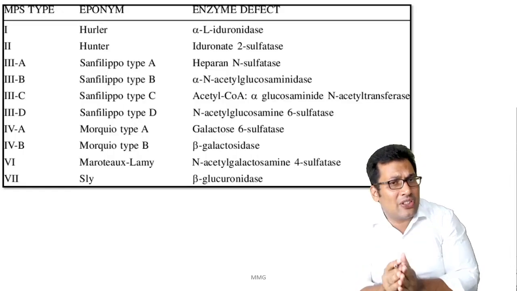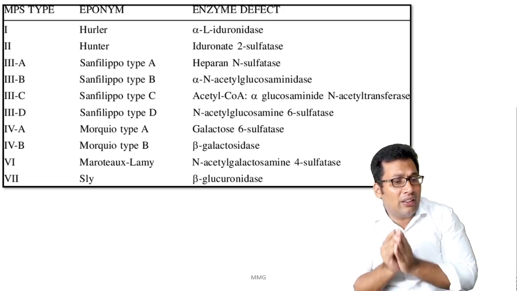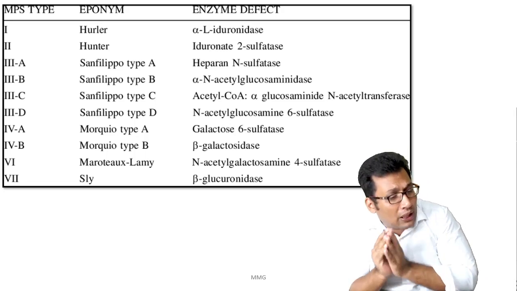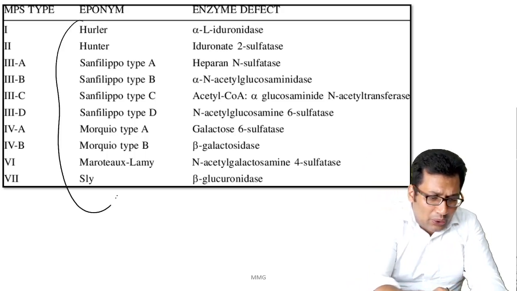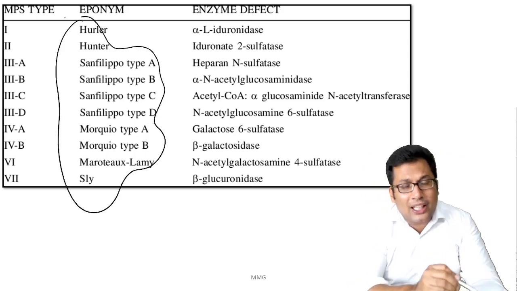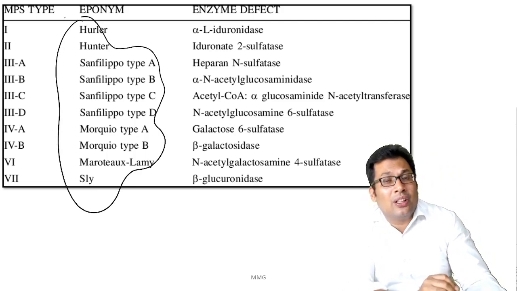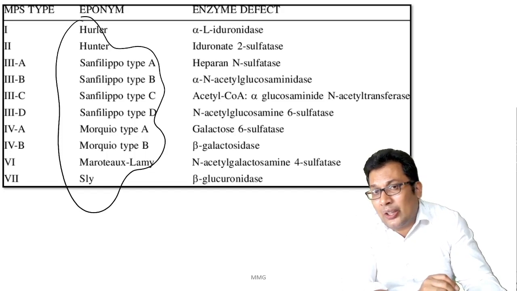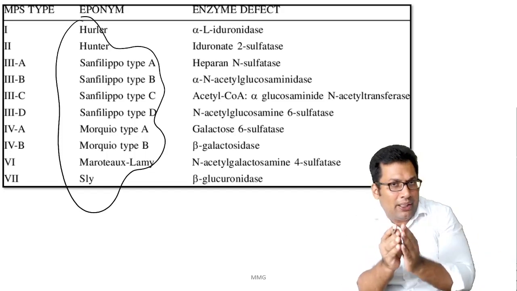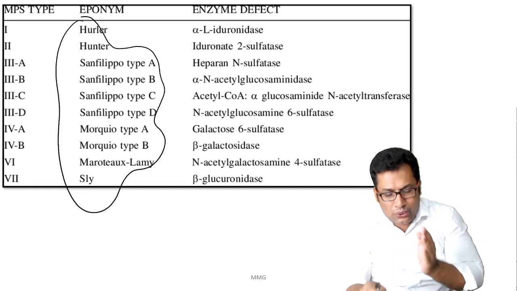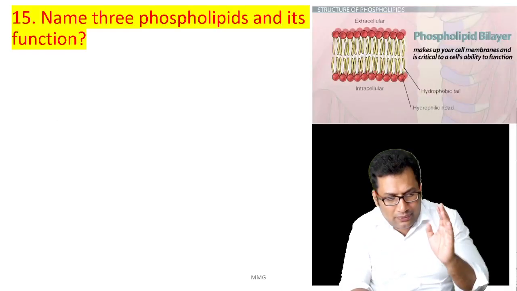So this table is given in your notes. You can go through this. Hurler, Hunter, Sanfilippo, Morquio, Maroteaux-Lamy syndrome. All this you need to remember. Sometimes I can ask you a 5 marks question: what is the applied biochemistry of heteropolysaccharides? Or heteropolysaccharides are mucopolysaccharides? So I need to complete each question in 3 minutes. So we discussed important points.